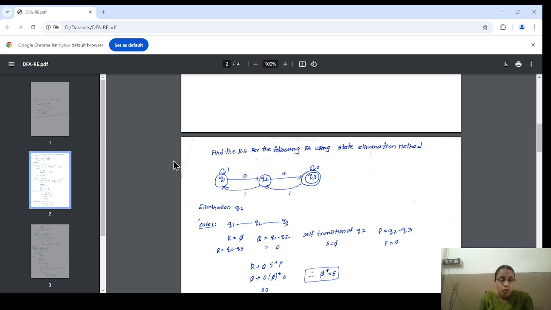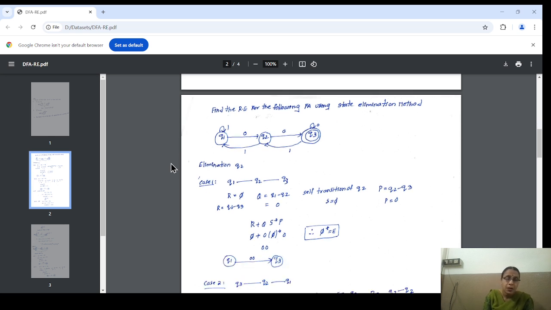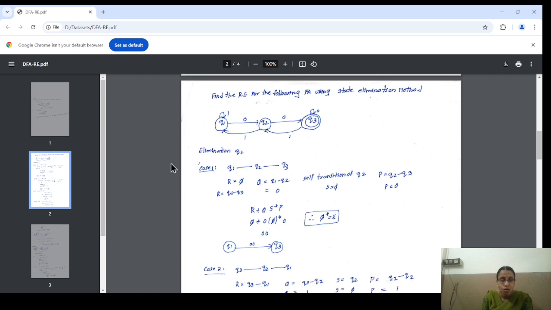For the case Q1 to Q3, we are taking intermediate state Q2. Here in the diagram, there is no direct path from Q1 to Q3, so the R value is 0. Next, Q1 to Q2, the value is 0. For Q2, there is no self-loop, so the S value is epsilon. And P means Q2 to Q3, the P value is 0. So you have to substitute in the formula R plus Q into S star into P. With this, phi star equals epsilon, so we get the value 0.